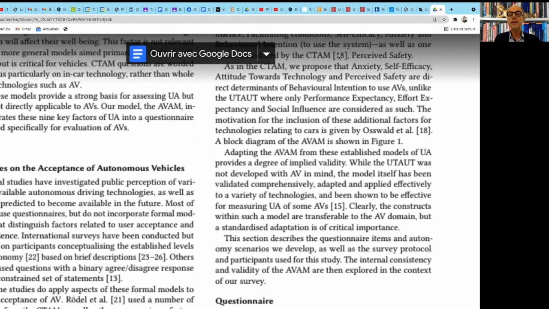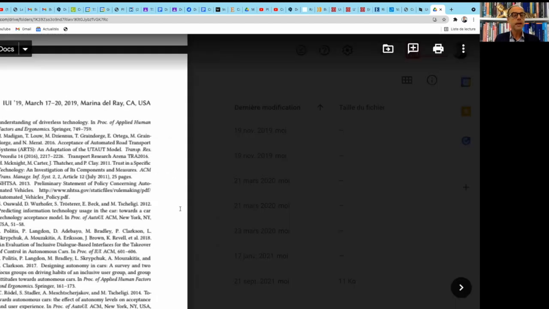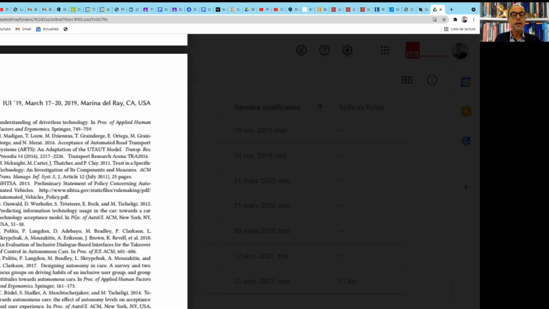For perceived safety, there's a reference, 18. I will have a look at the end of the article to see what article it is. I'll go to the reference section. 18, Oswald, proceeding in AutoUI. Here we have an interesting example. It's a conference proceeding, so it's not a very good publication outlet.